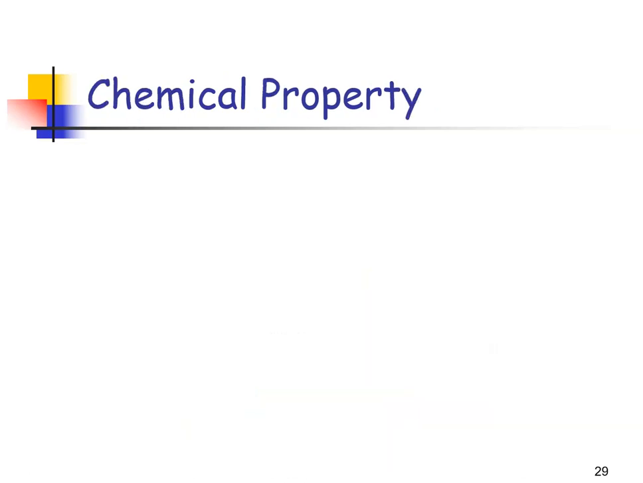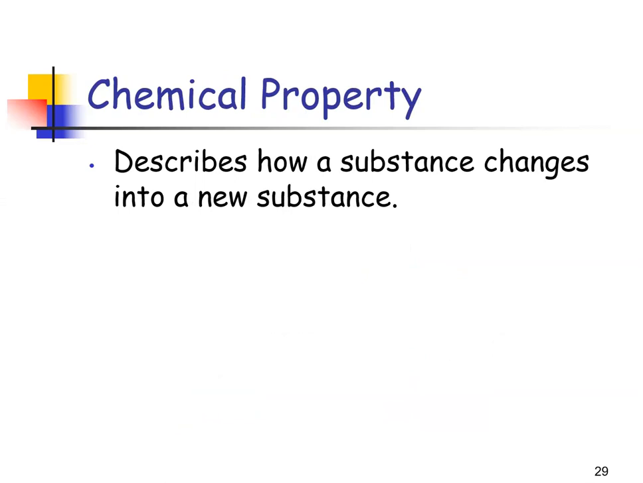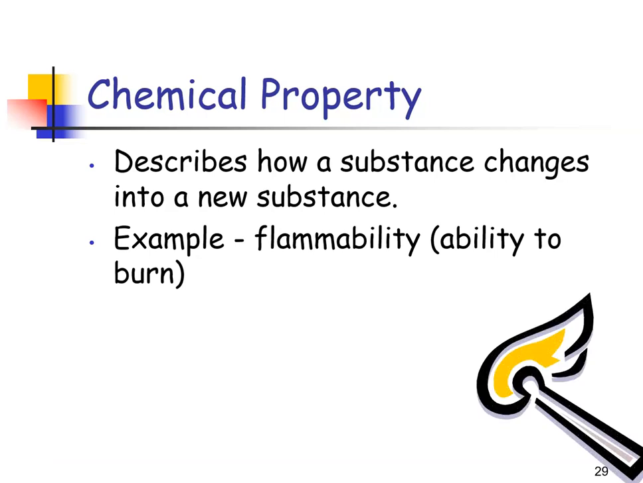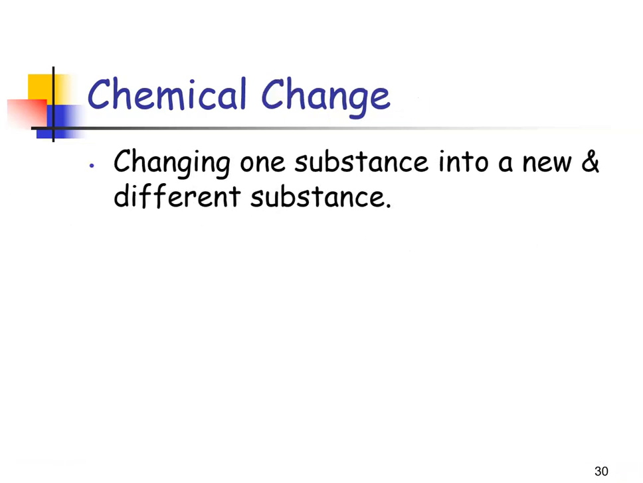All right, so chemical properties explain how something changes into a new substance. So an example would be flammability. We have a whole page in the reference table that's devoted to chemical reactions and how things change into new substances, or chemical properties.